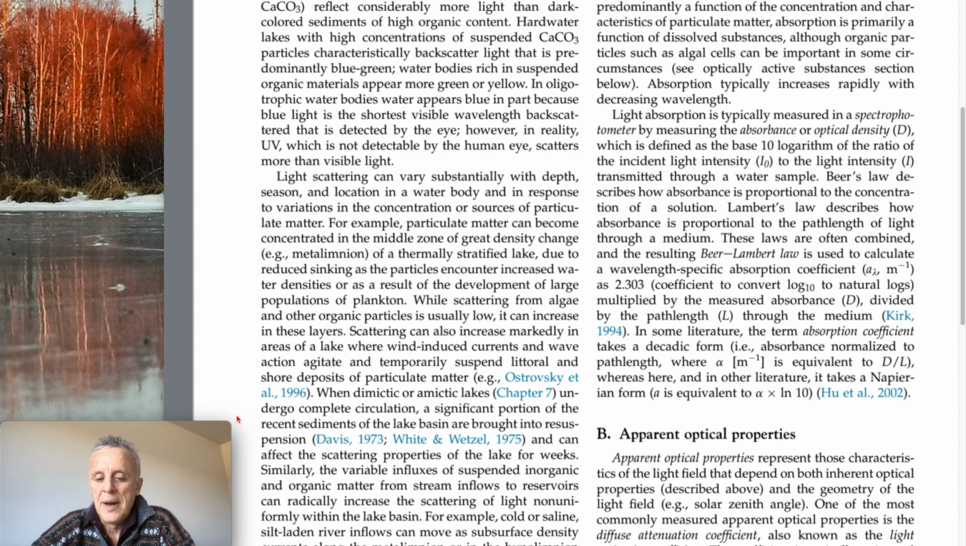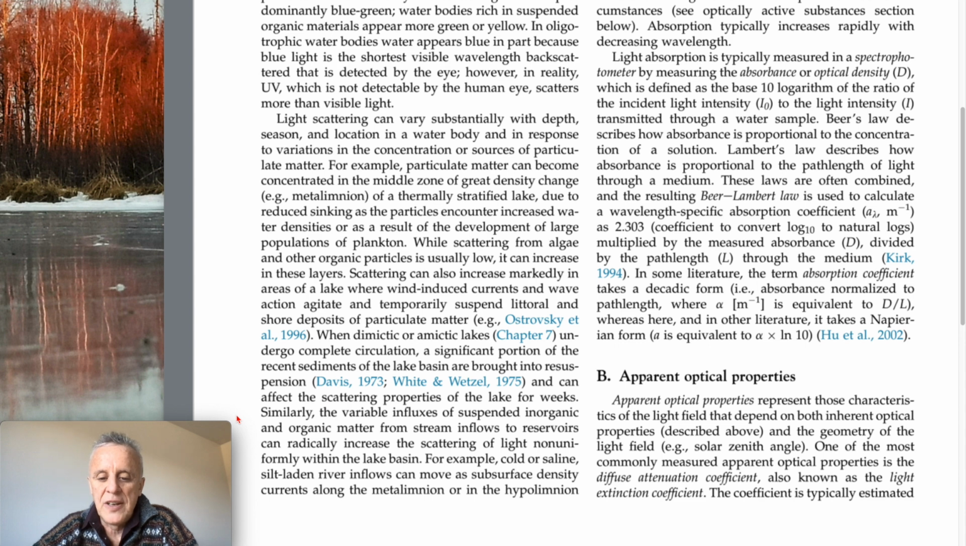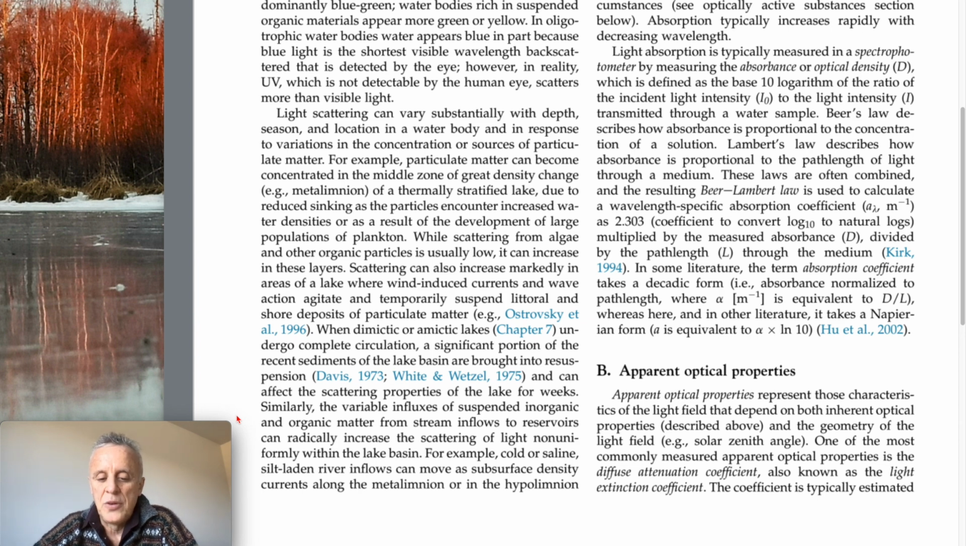Scattering can also increase markedly in areas of a lake where wind-induced currents and wave action agitate and temporarily suspend littoral and shore deposits of particulate matter. When dimictic or amictic lakes undergo complete circulation, a significant portion of the recent sediments of the lake basin are brought into resuspension and can affect the scattering properties of the lake for weeks. Similarly, the variable influxes of suspended inorganic and organic matter from stream inflows to reservoirs can radically increase the scattering of light non-uniformly within the lake basin.